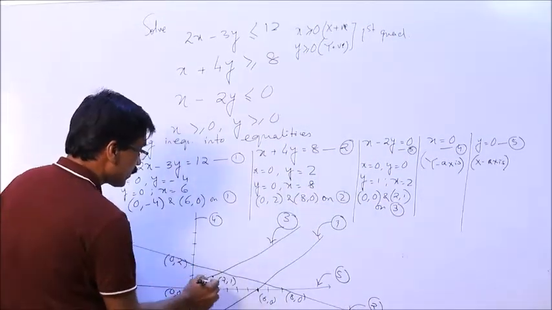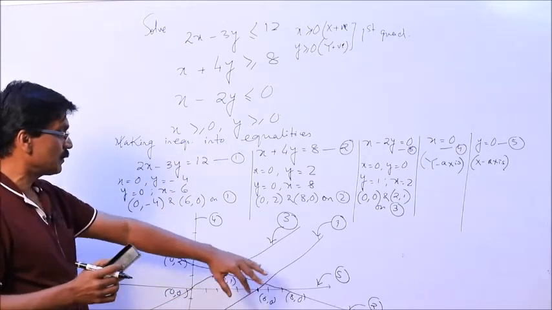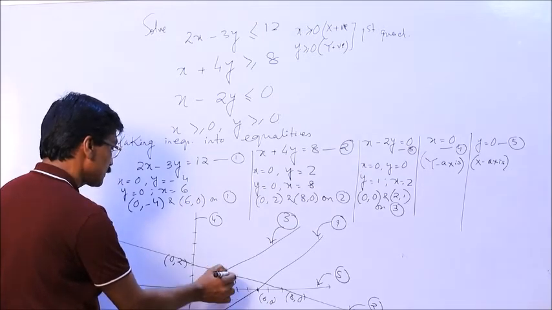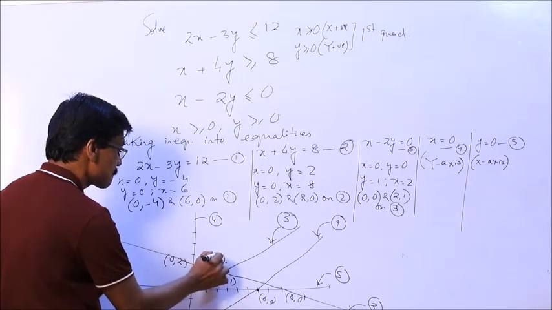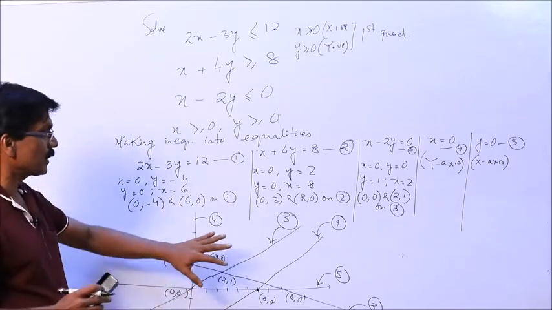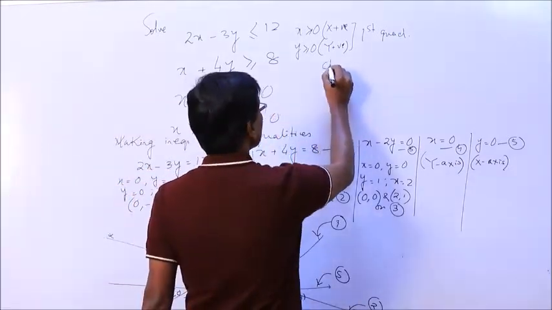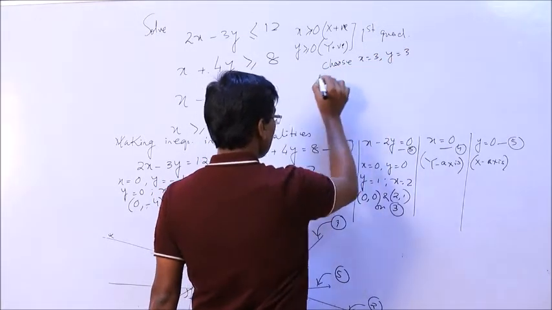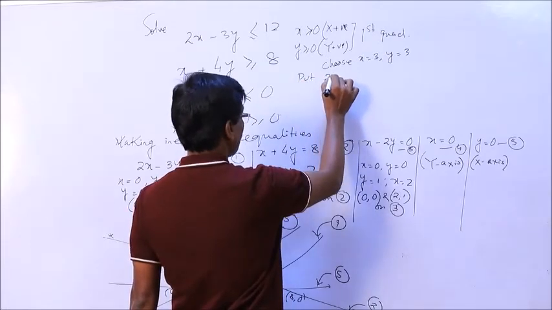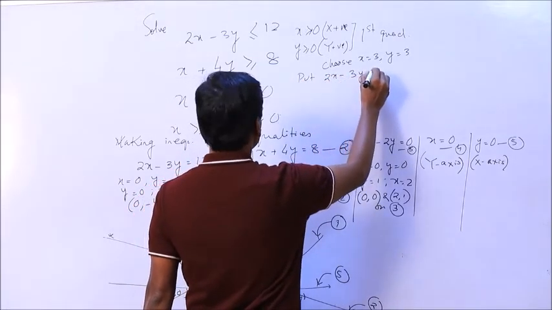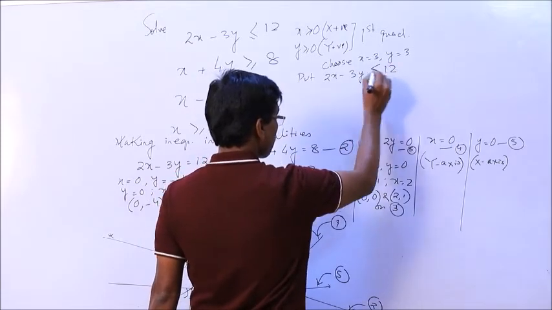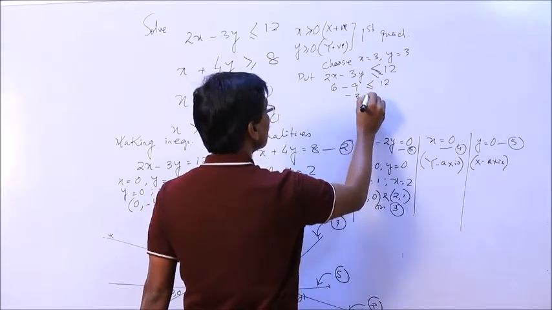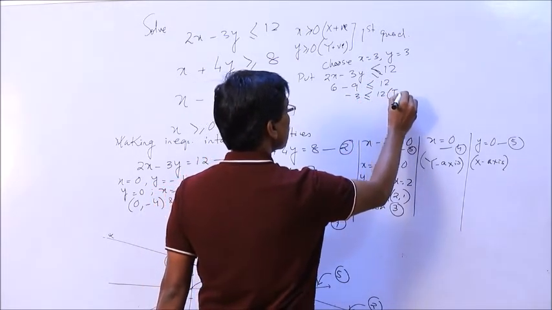Next, we choose any reference point which is not on any of these lines. Suppose it is (3, 3), which is not on any of the lines. If we choose x equal to 3 and y equal to 3 and put in 2x minus 3y less than or equal to 12, that is 6 minus 9 less than or equal to 12, that is minus 3 less than or equal to 12, that is true.